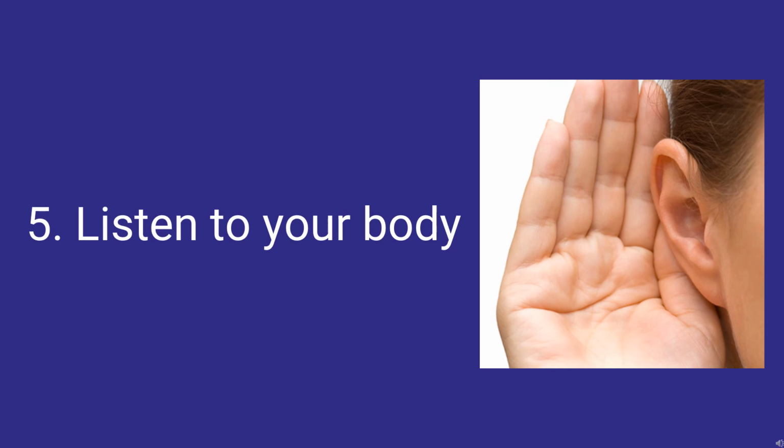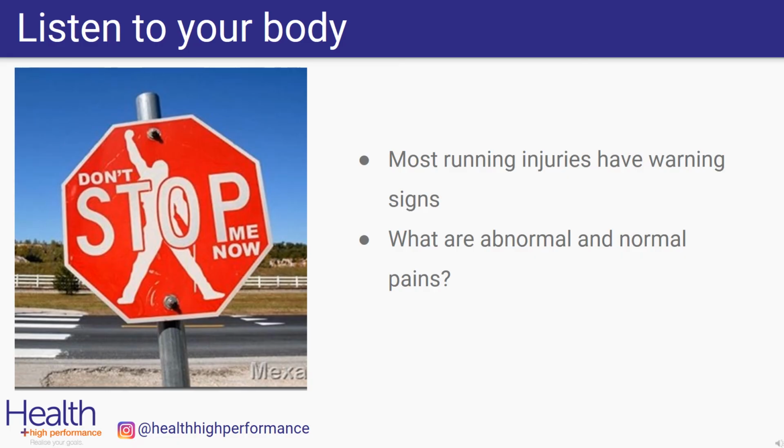The 5th and final tip for runners to avoid injuries is listening to your body. Most running injuries have warning signs that are often ignored. What are abnormal and normal pains? As runners, we all have niggles every now and then. Things that may indicate needing some assistance include pain that gets worse on running, consistent pain in an area for longer than a week, and pain when resting or at night.